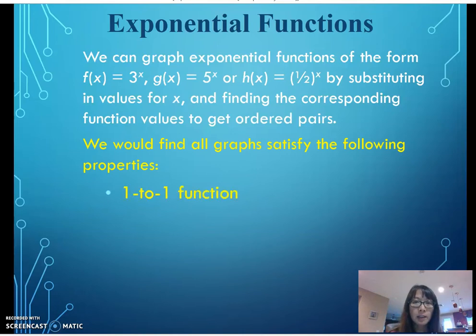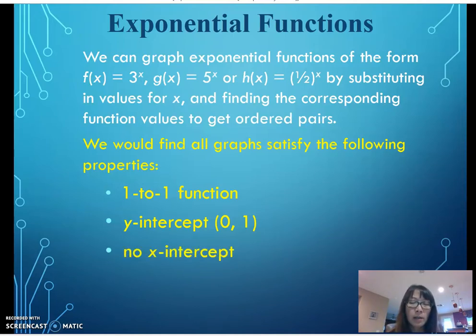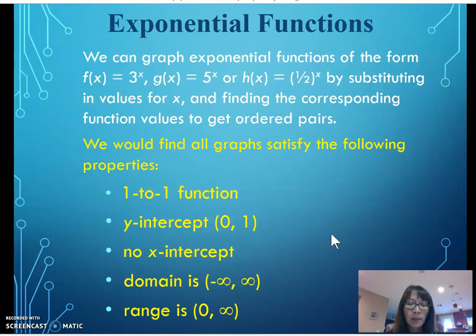Once you graph exponential functions, these are true. These are the properties of exponential functions. First, it is a one-to-one function, so therefore it has an inverse. And the y-intercept is (0, 1), and there's no x-intercept. And the domain, which means all the x values, is negative to positive infinity. And the range is from 0 to infinity.